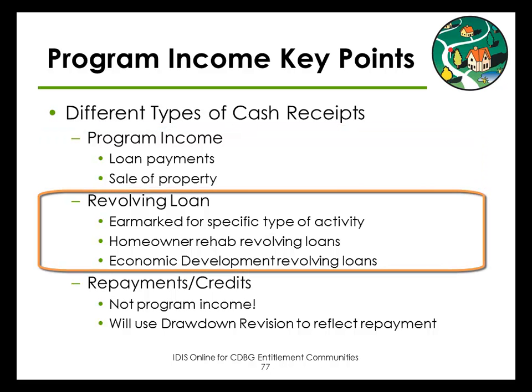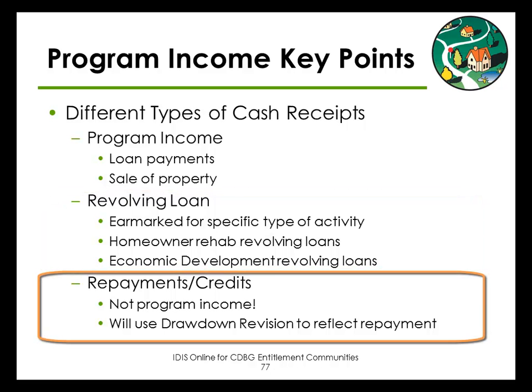Revolving loan receipts are funds that are earmarked to be reinvested into the same activity that generated them. Two common examples of revolving loan programs are homeowner rehab loan programs and economic development loan programs. If you are unsure if your program is a revolving loan, check with your CPD representative, since revolving loan funds are treated differently in the CDBG regulations than normal program income.